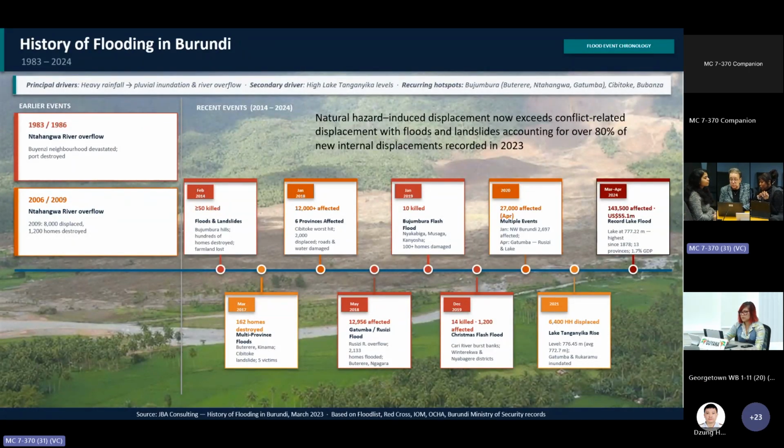So move quickly on, just a little bit on the context. I think just like the other presentations, flooding is not new in Burundi. These events have been occurring for decades, largely driven by intense rainfall, leading to pluvial flooding and river overflows. So fluvial flooding in this case. Certainly what has changed over the past decade is the scale and frequency of the events. More recently, we are also seeing stronger lacustrine or lake influence flooding from Lake Tanganyika, which is compounding the risk.